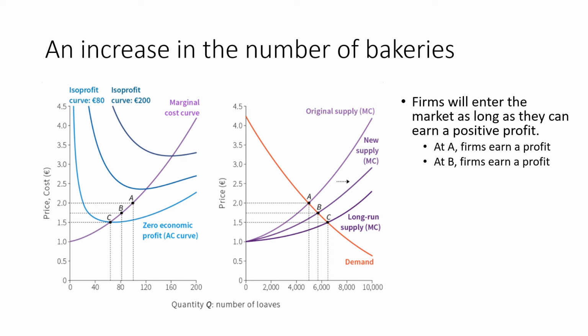At point C, we're finally at the point where no firms are going to want to enter the industry anymore. The reason for that is you can see at a price of €1.50 down here, this is actually on the firm's zero economic profit curve, or on their average cost curve, which means now these firms are selling even fewer than 80 loaves. Now they're selling 70 loaves or so. They're selling these loaves at €1.50, which is exactly their average cost, which means they're just exactly covering the cost of producing bread.